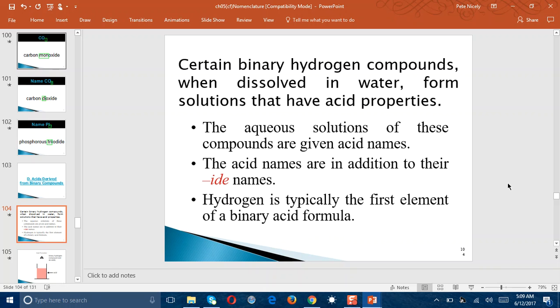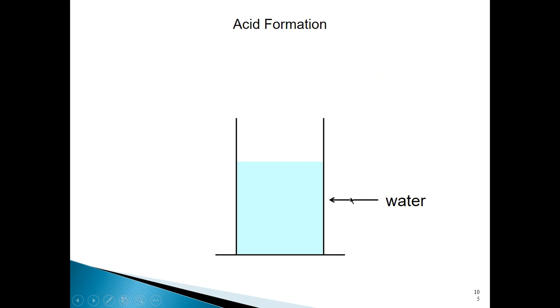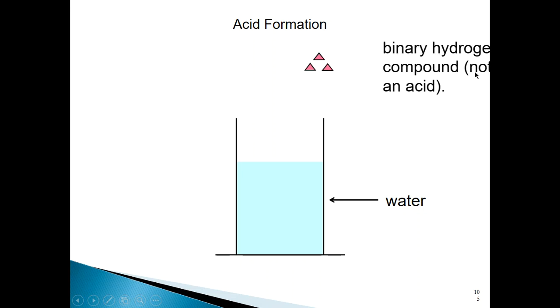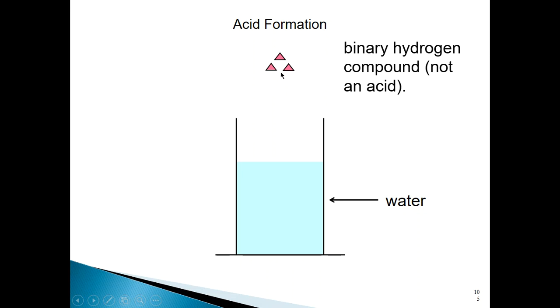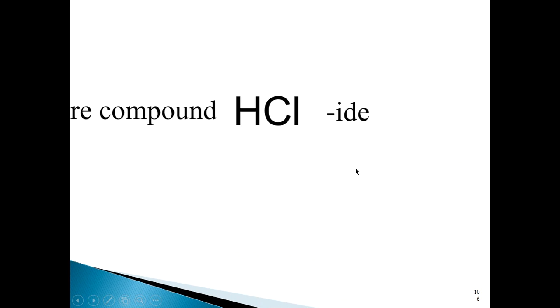So, let me go to this here. Okay, so basically this is what happens. You have your binary hydrogen compound, all right? And if you take it and dissolve it in water, then the resulting solution is going to be the acid solution, all right? So that's how the acid is formed, by adding your binary hydrogen compound to water, and you get your acid solution, all right?